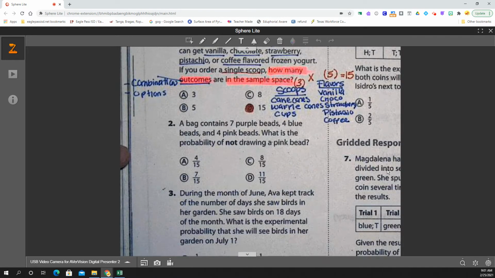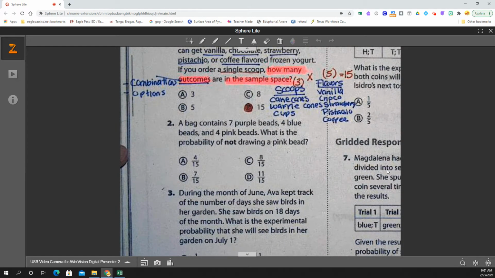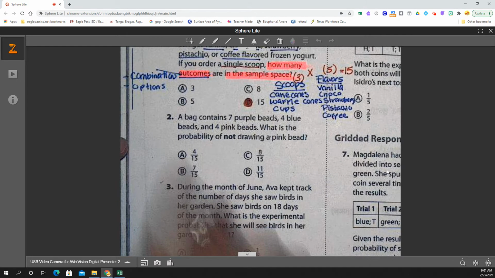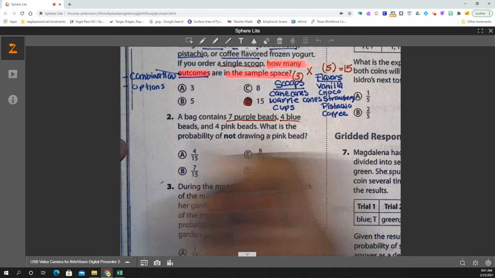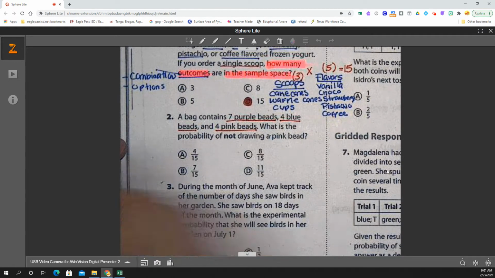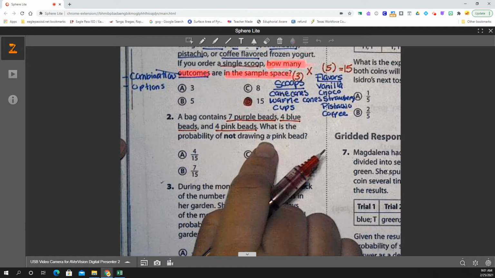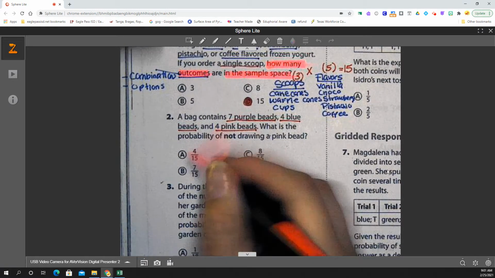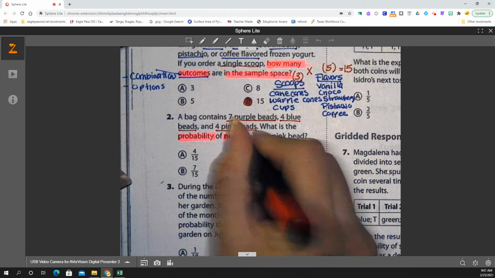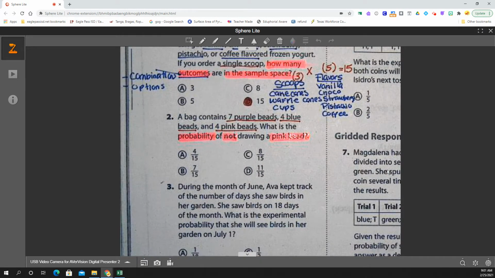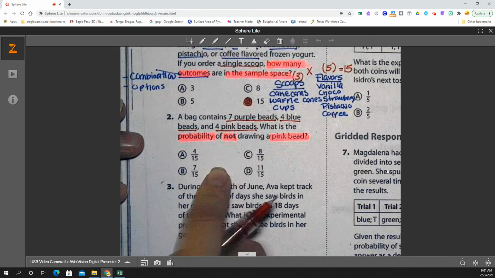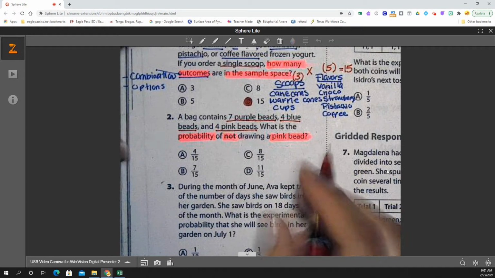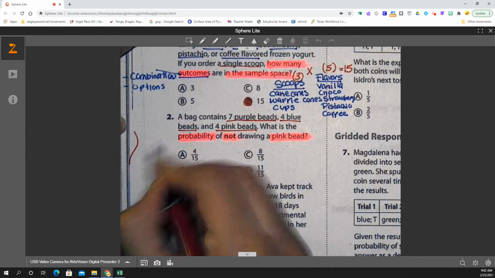Number 2, go ahead and work out number 2 and answer the question. Now that you have answered the question, let's go over number 2. A bag contains 7 purple beads, 4 blue beads, and 4 pink beads. What is the probability of not drawing a pink bead? So I want the probability of not a pink bead. Remember, probability means if they ask you for the probability of something, that means they want a fraction, okay? So I'm going to draw this bag that they say they have.